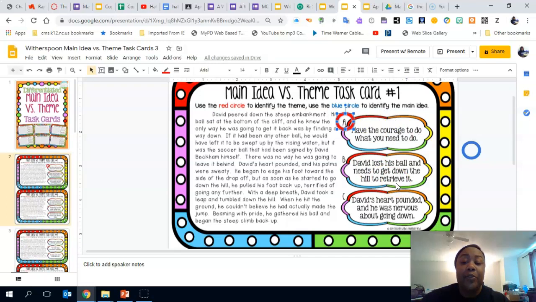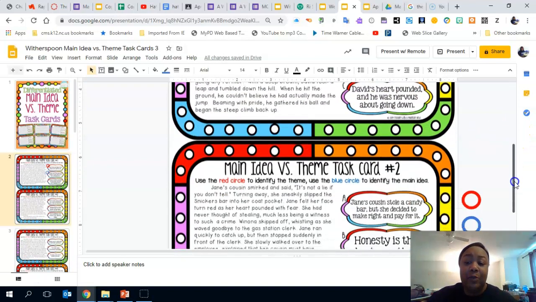And now I'm looking for my main idea. What is the text mostly about? David lost his ball and needed to get down the hill to retrieve it, which is true. That's exactly what happened. But of course, we know from TAC, we don't just give up. David's heart pounded and he was nervous about going down. Oh, C is evidence that supports my theme. So B is my answer. So what you saw me do was I identified my theme and my main idea.